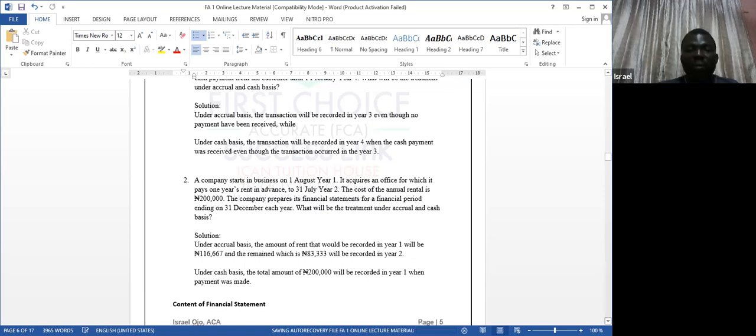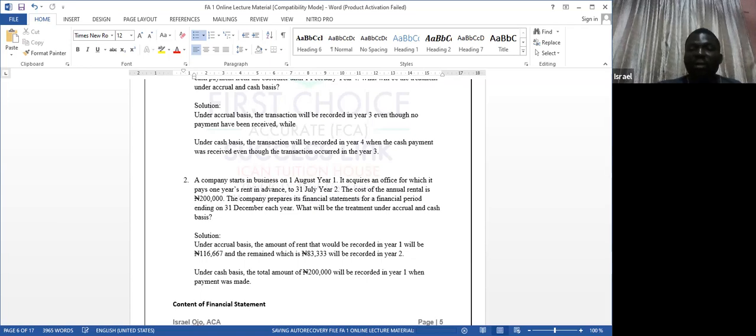1 year rent in advance to 31st July, year 2. The cost of the annual rental is 200,000. The company prepares its financial statement for a financial period ending on 31st December each year. What will be the treatment under accrual and cash basis?